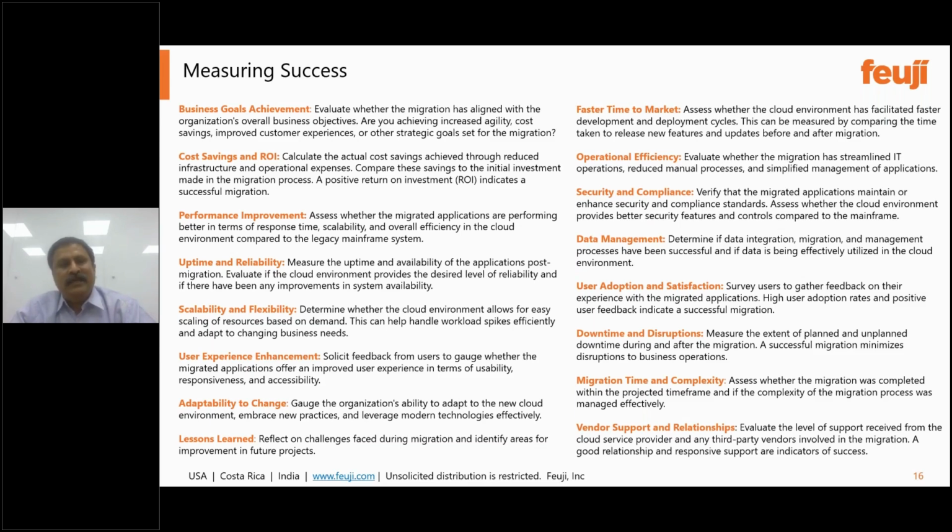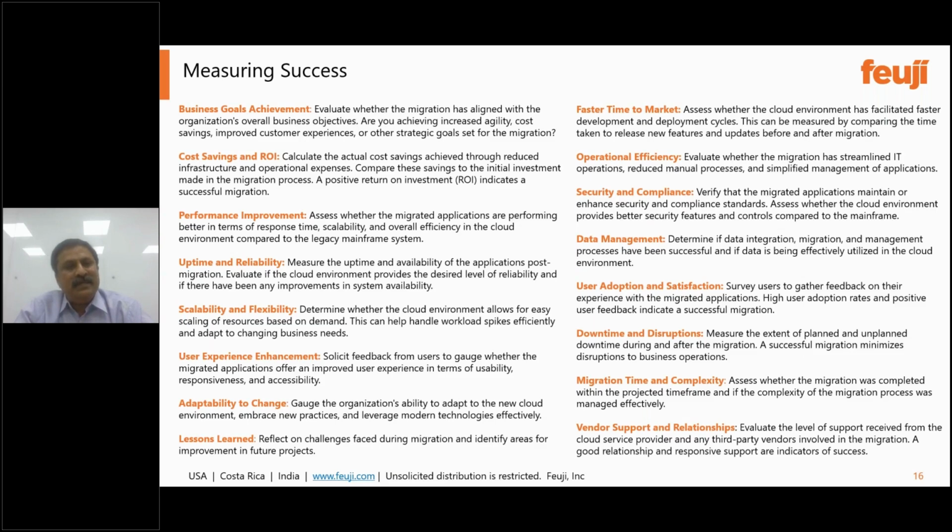So if you look at the KPIs from a business goals perspective, one KPI that you should definitely measure is whether the migration is aligned with, did it achieve, the overall business objectives? For example, are we achieving increased agility? That is the objective we had. Did we have an improvement in cost savings? Or have we measured customer experience? Is it better or worse than what they were having before?